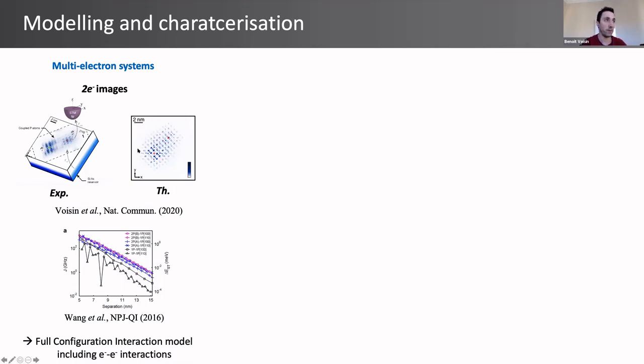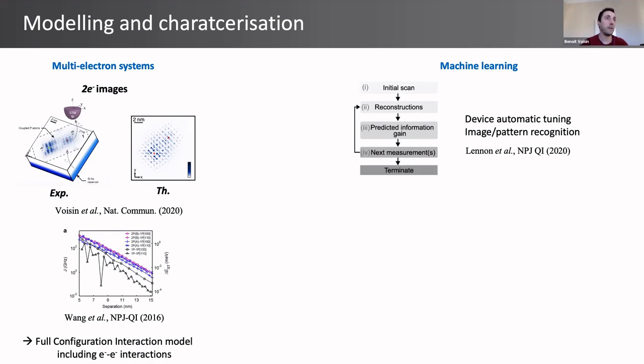And likewise, the theory was pushed to get the corresponding theory image using a full configuration interaction model that really takes into account the electron interaction. And we can use the same FCI framework to dive into the exchange coupling between dopant-based devices for complex devices, which go beyond the simple single atom to single atom coupling. But it doesn't stop there.